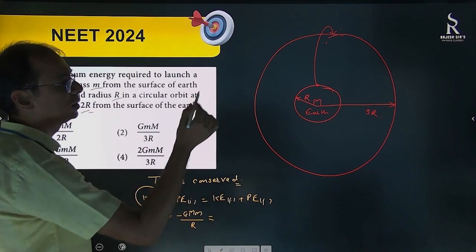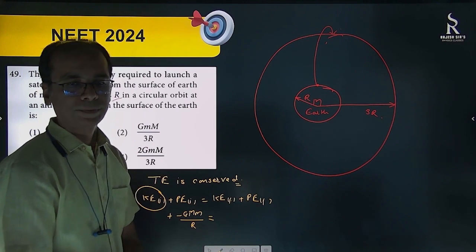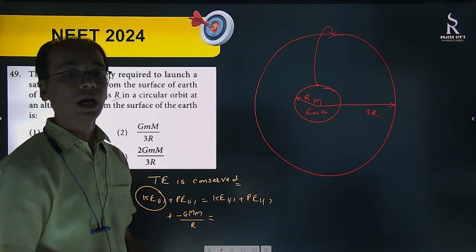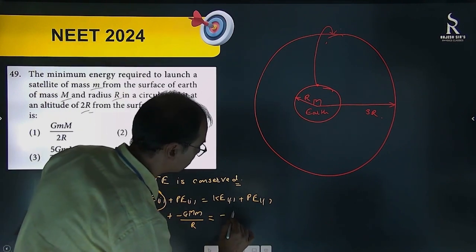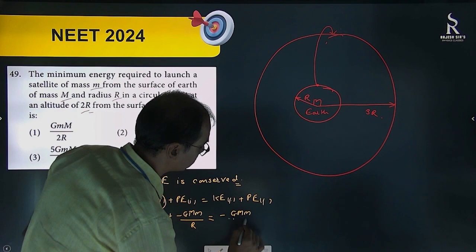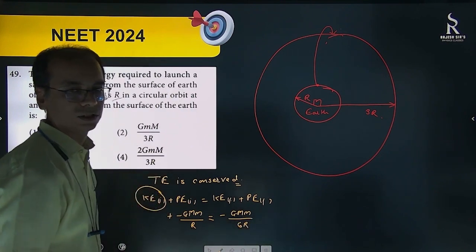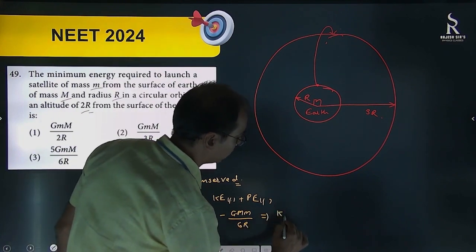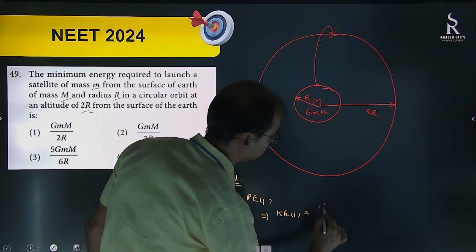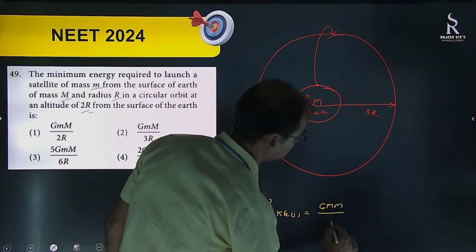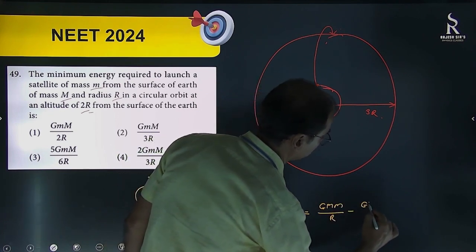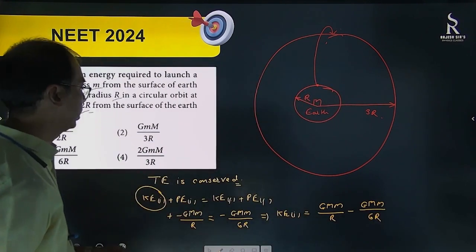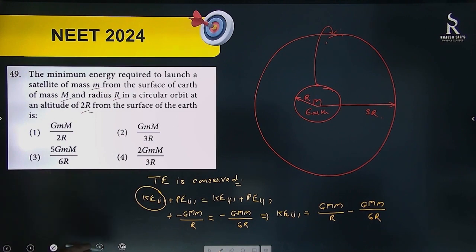Now total energy in this satellite will be how much? Negative half of potential energy. What is potential energy? Minus Gmm by 3r. Half of that, minus Gmm by 6r. We know now total energy is half of potential energy, right? So this value will go there. So kinetic energy initial that we want is actually Gmm by r minus Gmm by 6r. So 5 by 6 is coming. If this is 1, then 1 minus 1 by 6 is 5 by 6. So 5 by 6 is our answer. That's all.